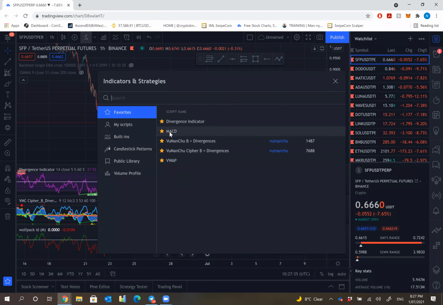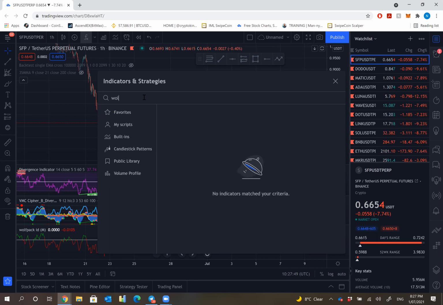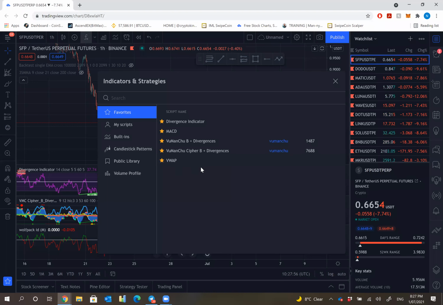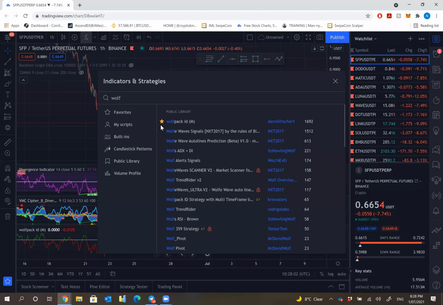Those are the ones, like I said, I've been trying to learn MACD just because I want to learn all areas. I don't use that at the moment because I'm not confident with it, but I want to learn it. The ones that I use are your Fu Manchu, your divergence indicator, and your Wolfpack ID. Wait, why does it not come up? Wolfpack ID. So those are the ones that I use.